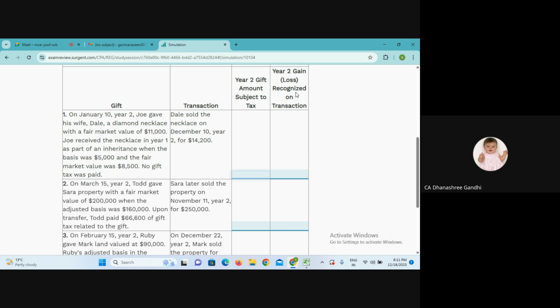5,700. So 5,700 is your gain or loss, or year 2 gift amount, it will be subject to taxes. It's for gift tax. Sorry, what are you asking? It is for gift tax. Gift amount subject to tax. Okay, and then gain and loss.